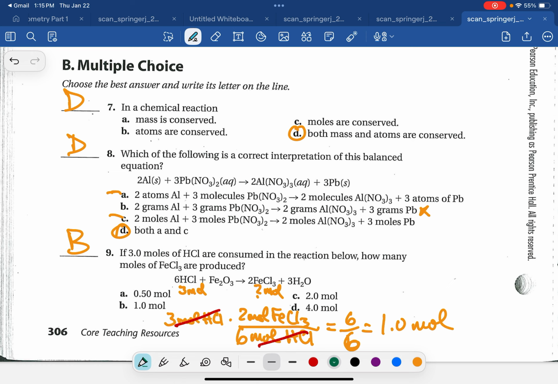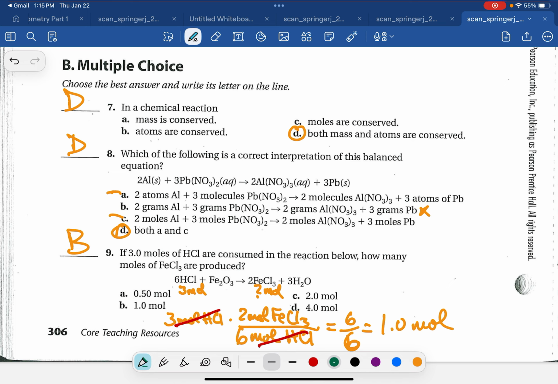Multiple choice on the first one. In a chemical reaction, both mass and atoms are conserved. That was on the packet we did the other day, the one that was on Tuesday, I believe. So both mass and atoms are conserved.